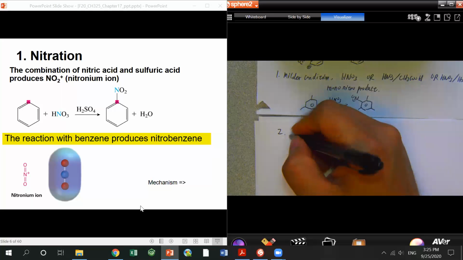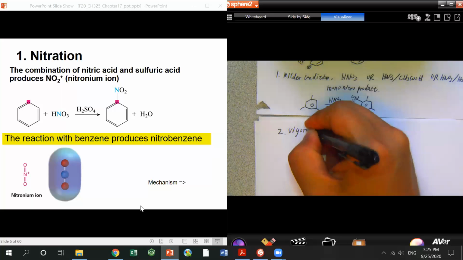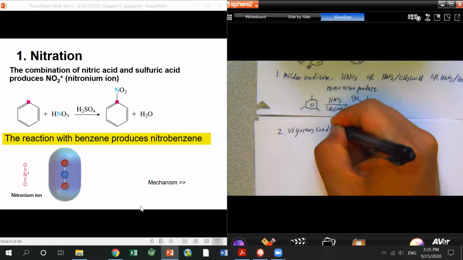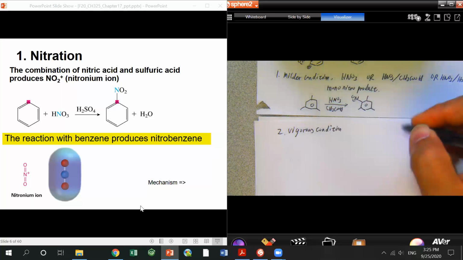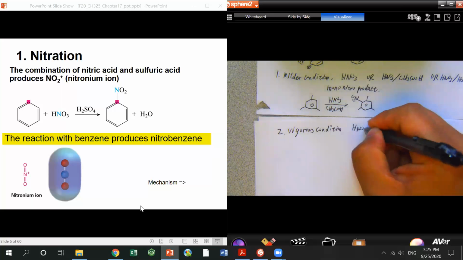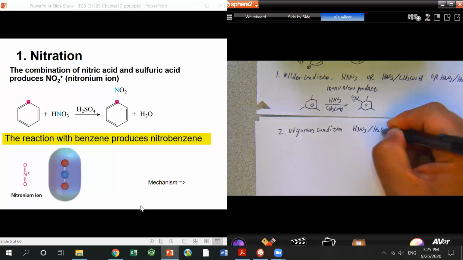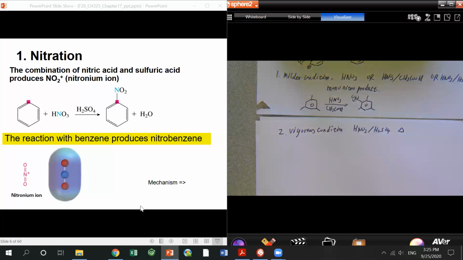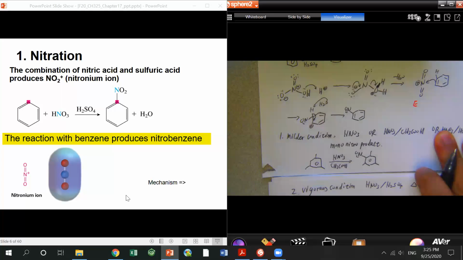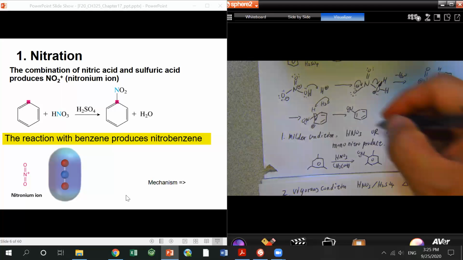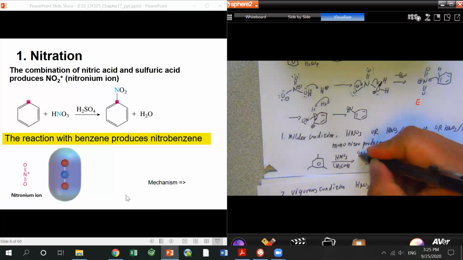So for vigorous conditions, normally you still use nitric acid and sulfuric acid, but here add some heat, and also a little bit more sulfuric acid. Some questions? So NO2 here, that's the nitro group.